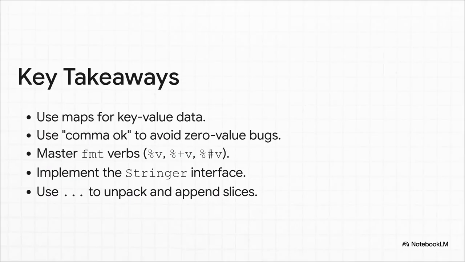All right, so let's recap everything we just covered. We've seen how to use maps to organize key-value data and how to use the comma-ok idiom to dodge those tricky zero-value bugs. We've unlocked the power of the fmt verbs for debugging and the Stringer interface for making our own types look great. And we've learned how to use ... to combine slices. These are the tools that really let you write solid, professional Go code.